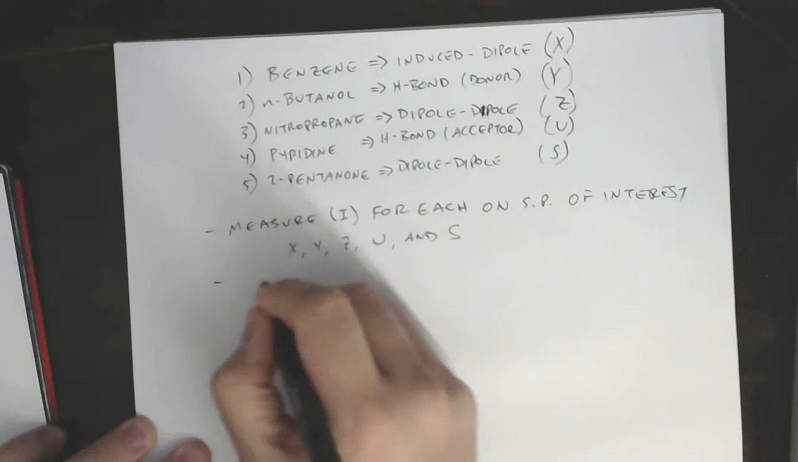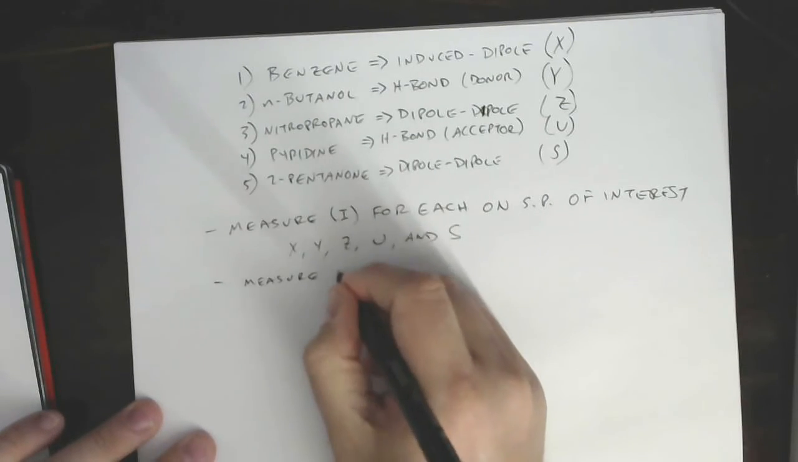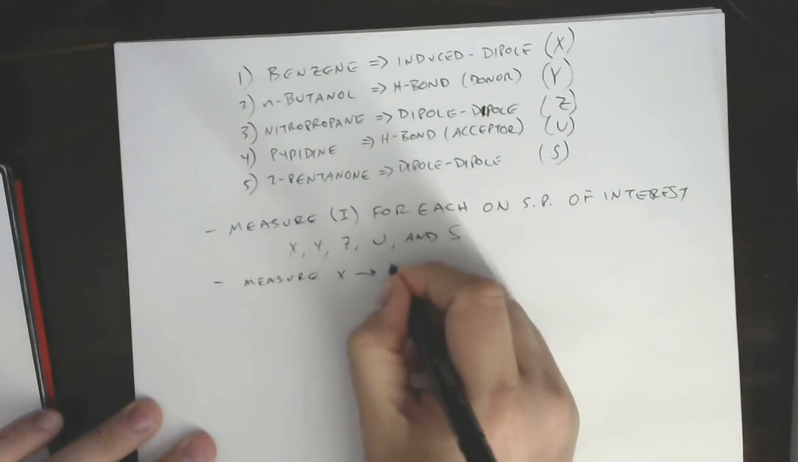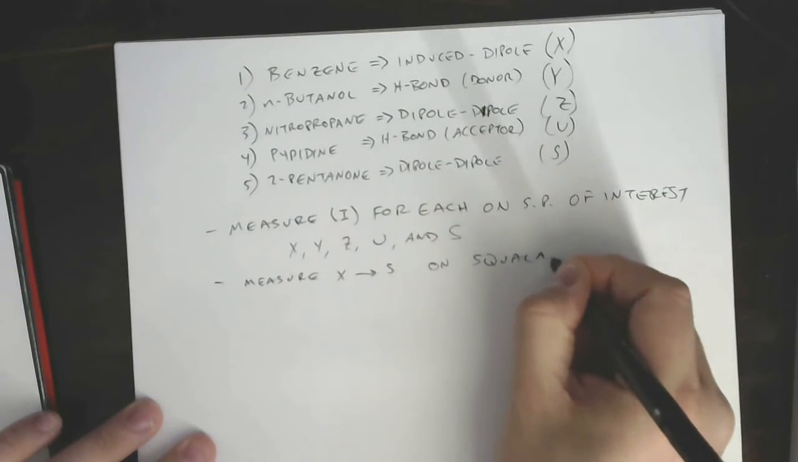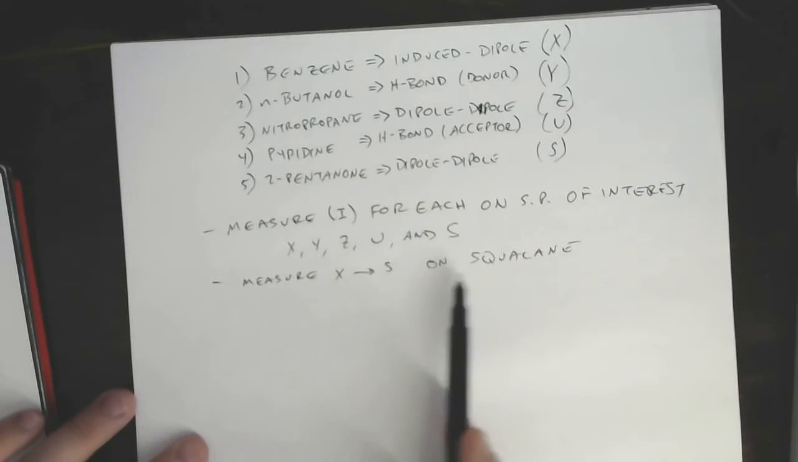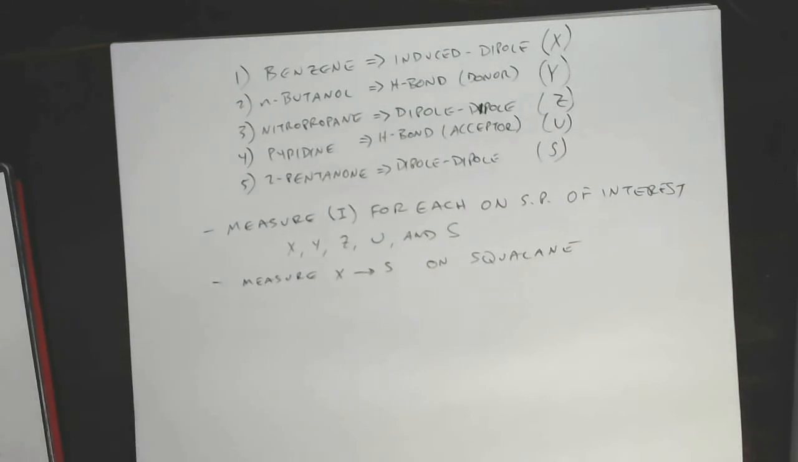The second thing we're going to do is measure the same, X through S, on squalane. The good news is this is pretty well known, right? I mean, the idea of Kovats retention index is to get this number that's independent of your instrument. And so this is literally something you don't actually have to measure. You can look this up in a table.